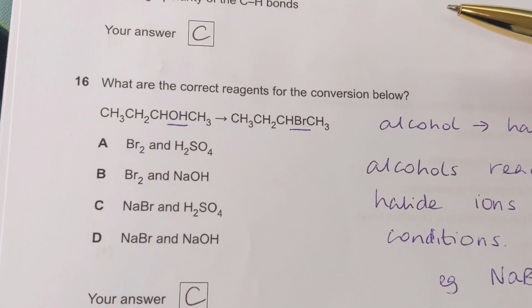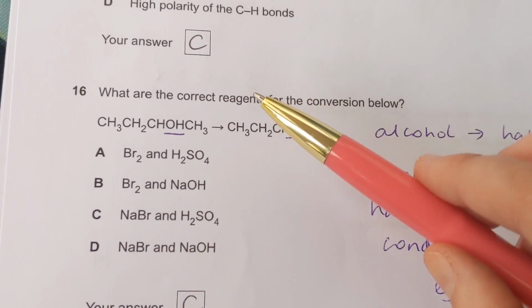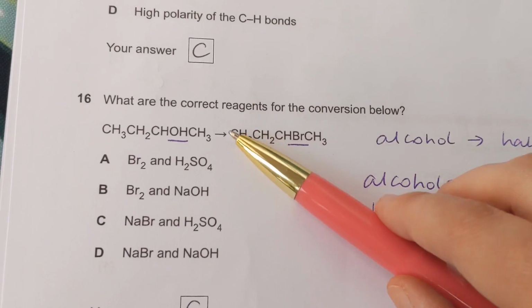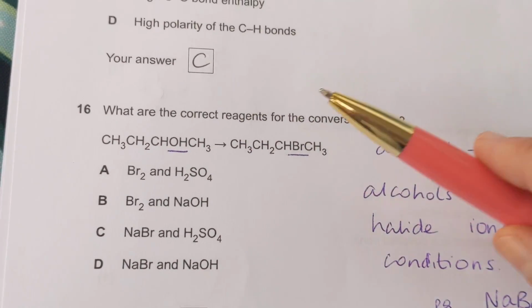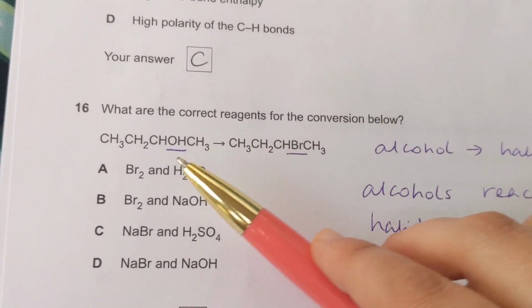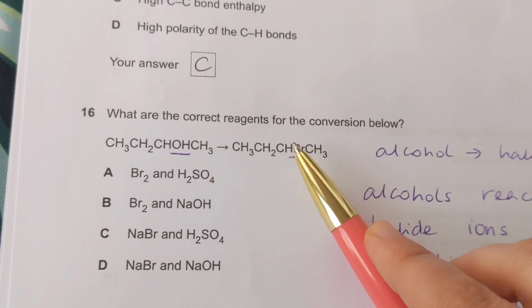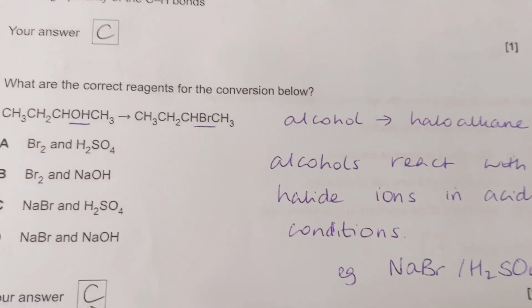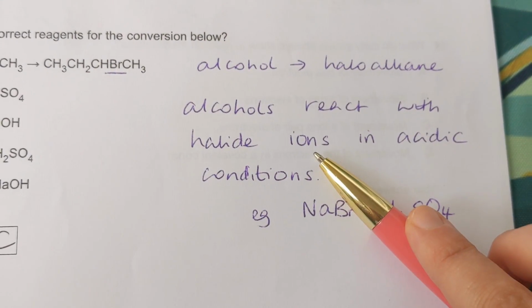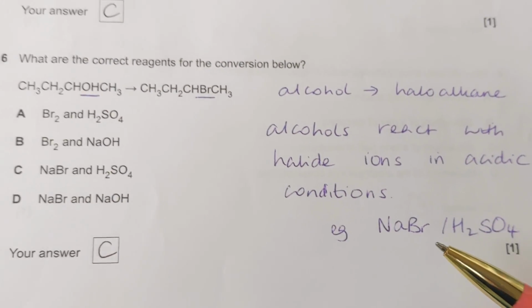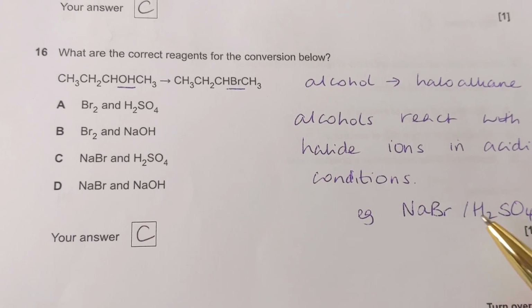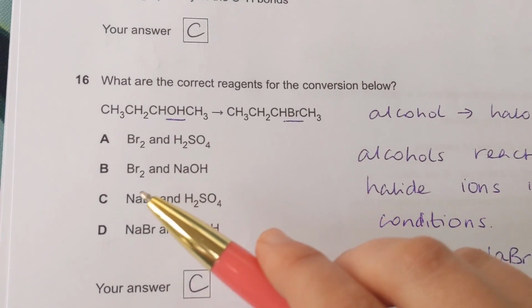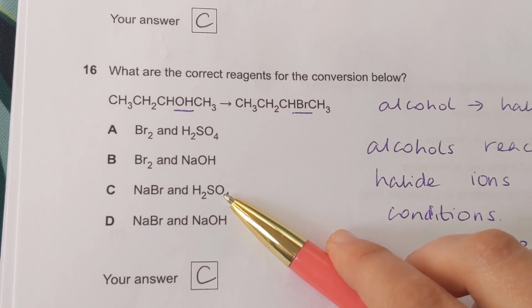Third question, what are the correct reagents? So reagent is just something that we add to a reaction, like a reactant, to do the conversion below. So we're changing an alcohol into a halogenoalkane. And to do that, we need halide ions in acidic conditions. So we need a sodium halide and sulfuric acid. So the correct answer is C.